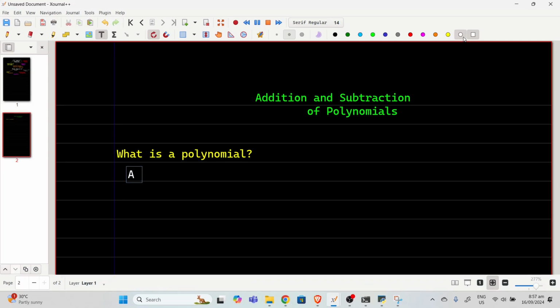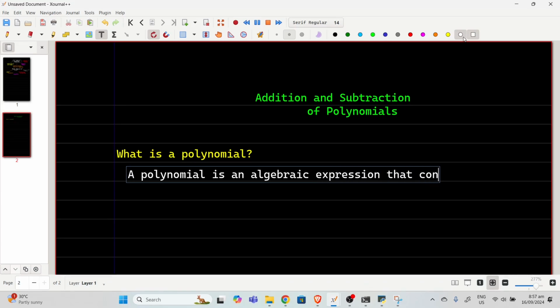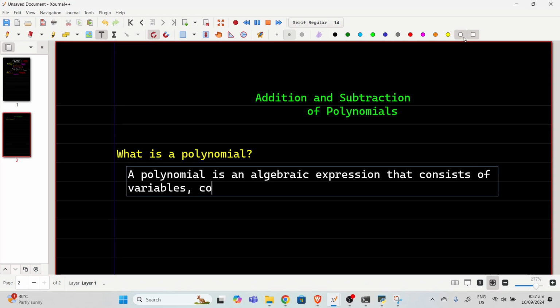So a polynomial is an algebraic expression that consists of variables, coefficients, and exponents.